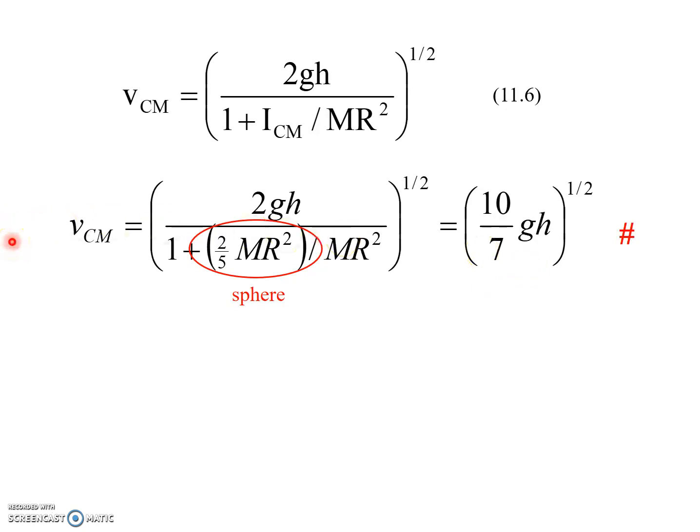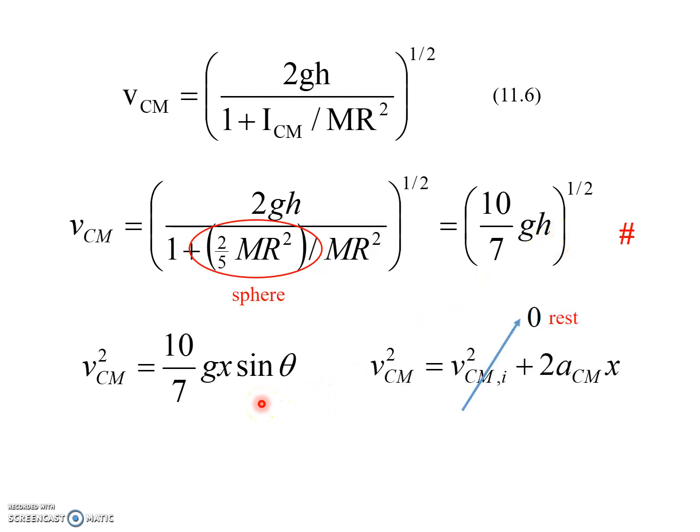If we want to calculate the acceleration of the center of mass, by taking the equation here, we square both sides, and h is replaced with x sine theta. We use the kinematic equation, with v initial equals 0 because it is released from rest. The equation finally becomes the acceleration of the center of mass equals 5/7 g sine theta.